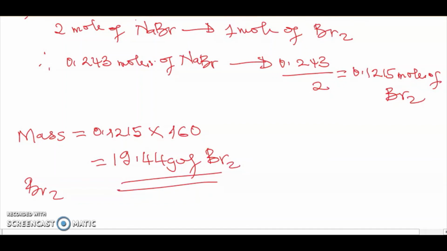So this is how you can determine the limiting and excess reagents in a chemical reaction, and how you can calculate the mass of the excess reactants that is left in a chemical reaction.